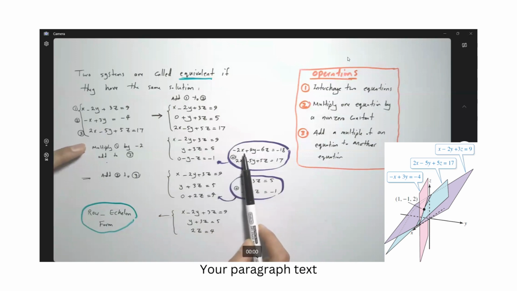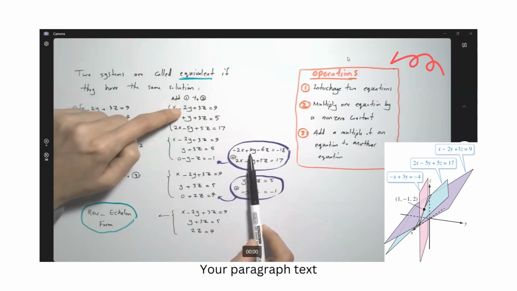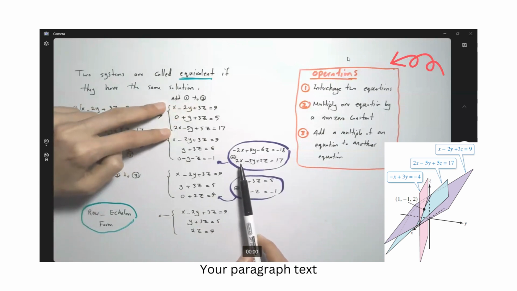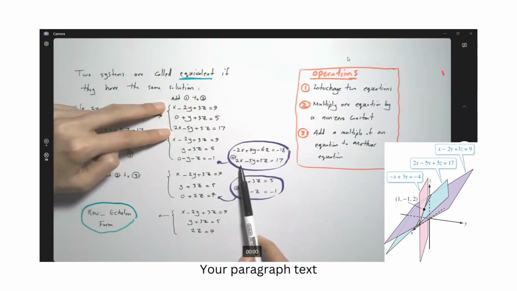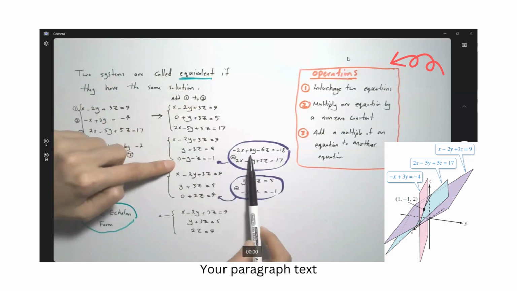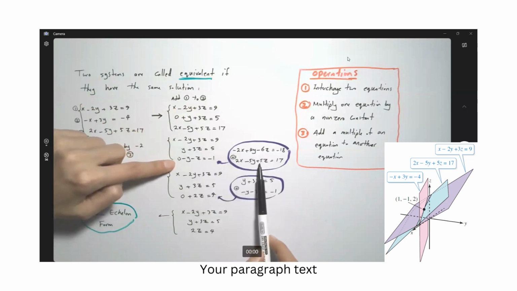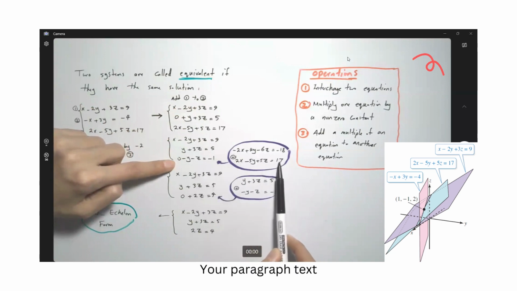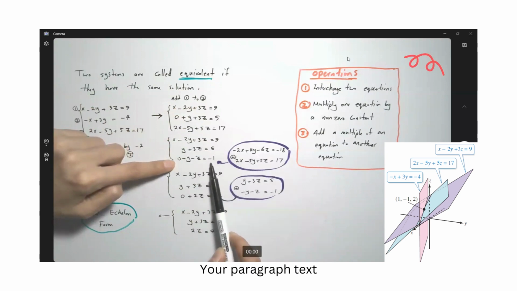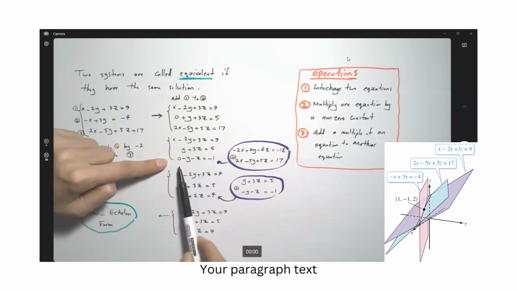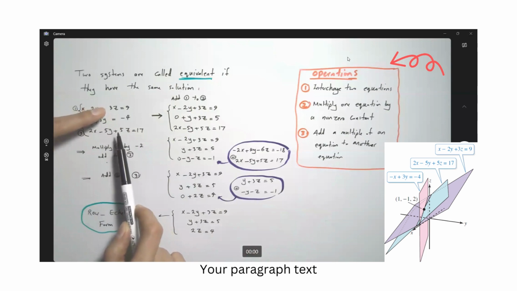Multiplying the first equation by negative 2 gives you negative 2x plus 4y minus 6z equals negative 18. Adding that to the third equation, the x terms become 0. 4y minus 5y is negative y, negative 6z plus 5z is negative z, equals negative 18 plus 17, which is negative 1. So now we've created this new system, which is equivalent to the original system.